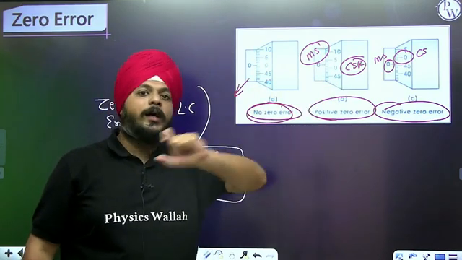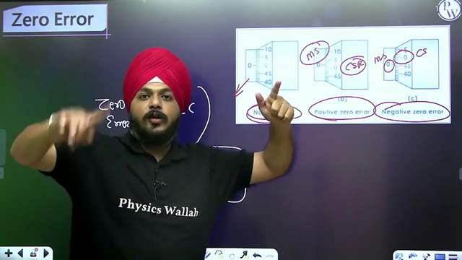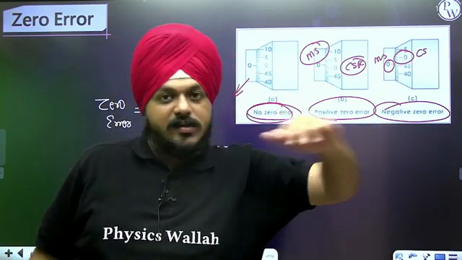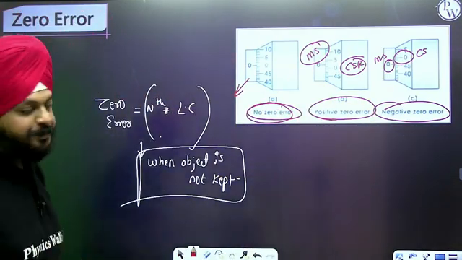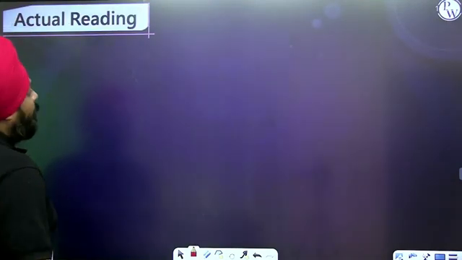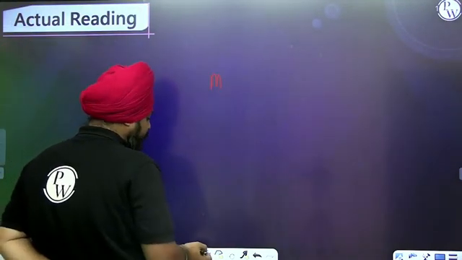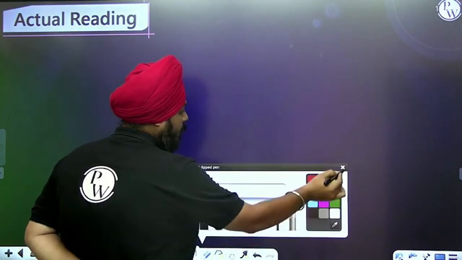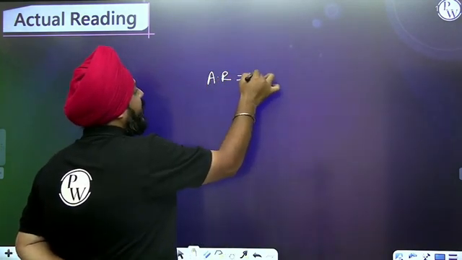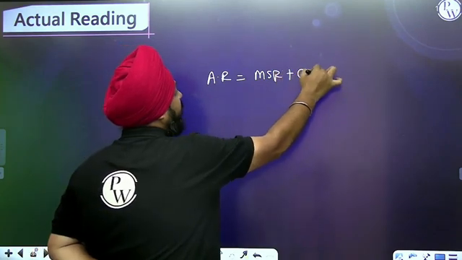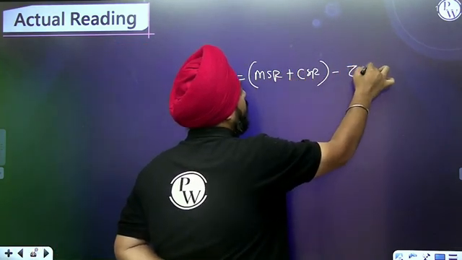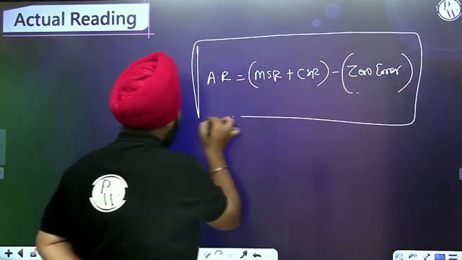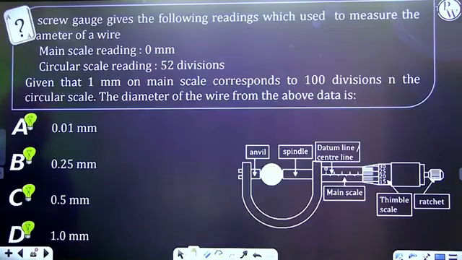In that, both were moving in a linear manner. Here one scale is rotating and the second is fixed, but on the second the distance is covered in a linear manner. What is the actual formula? Simple. Two scales, so the actual reading is main scale reading plus circular scale reading, minus zero error. This is the formula of the actual reading. On the basis of this, directly we are going to see the sums.